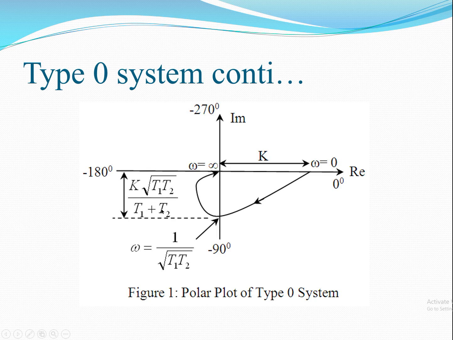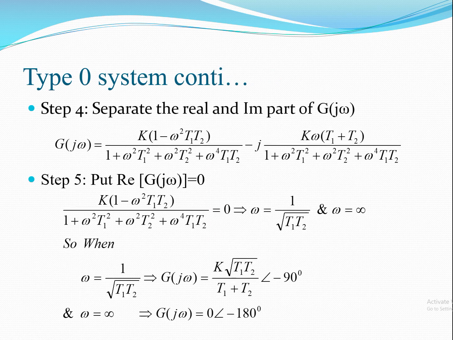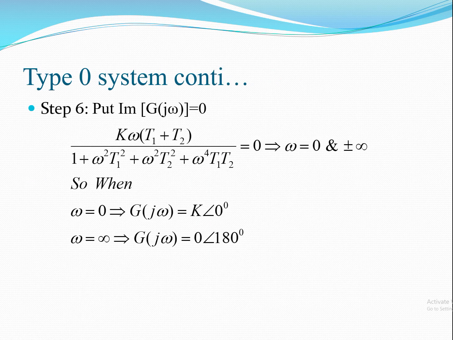Okay, next step is what? It should be touching the real axis. So we have found out this. It will be touching the real axis at omega equal to 0, and the magnitude will be k, and at infinity it will be 0.